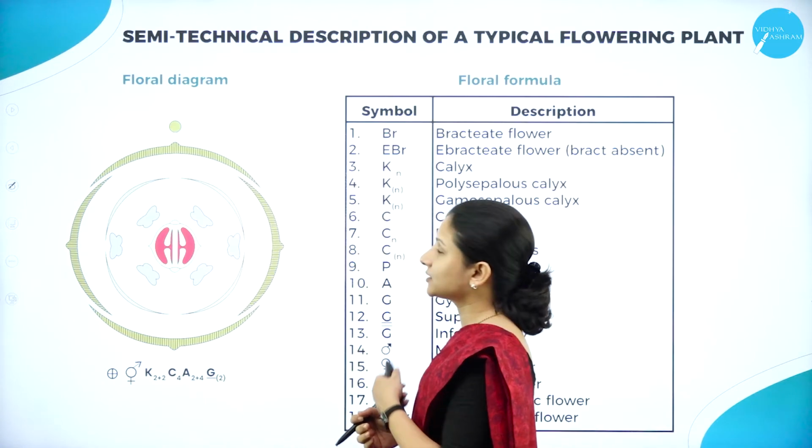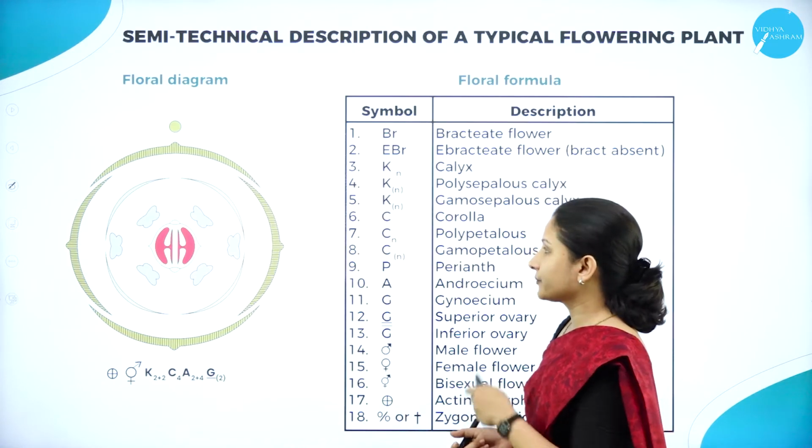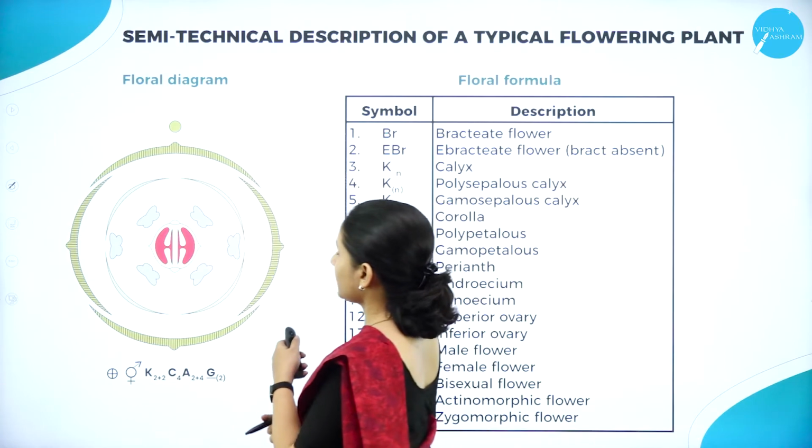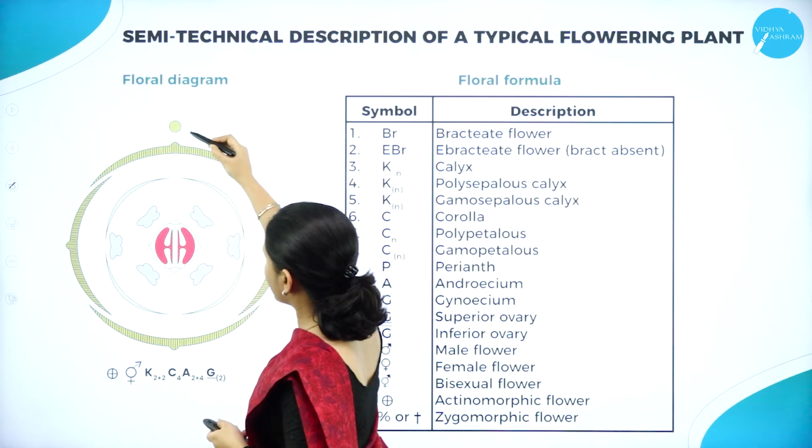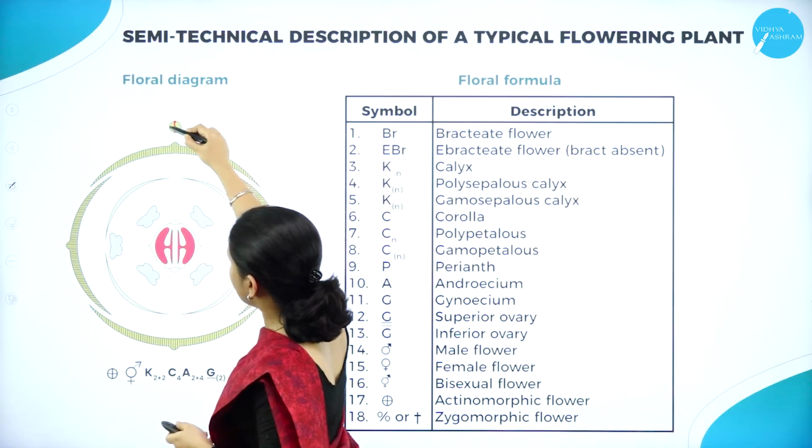So we shall first start with the floral diagram. So the floral diagram, this is the axis. So what is represented here? It is the axis. So here even I can write it as like this.